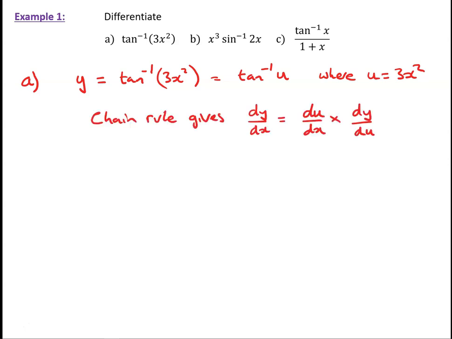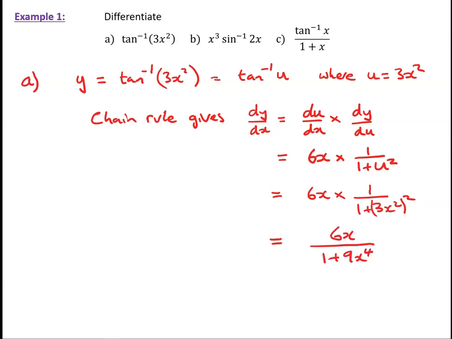So using the chain rule, I've got dy by dx is du by dx times by dy by du. Du by dx is 6x. dy by du, well, y is tan to the minus 1 of u, so dy by du is going to be 1 over 1 plus u squared. So I've got dy by dx is 6x times by 1 over 1 plus u squared, but u is 3x squared. So I've got 6x times by 1 over 1 plus 3x squared squared. In other words, I've got 6x over 1 plus 9x to the power 4.